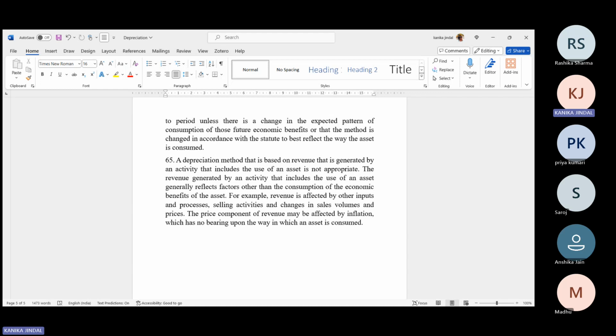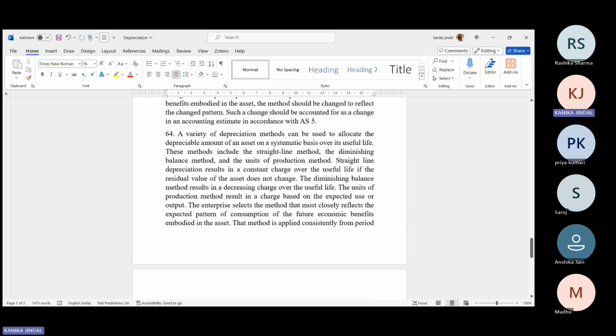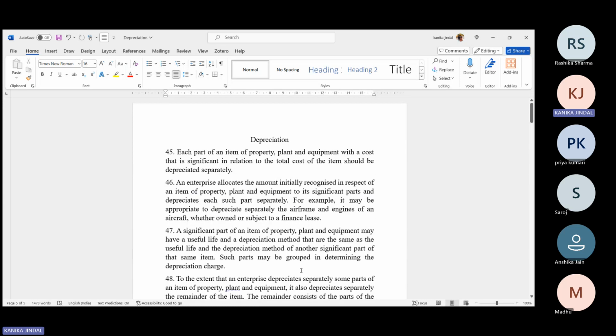For example, here, revenue is affected by other inputs and processes, selling activities, and changes in sales volumes and price. So the price component of revenue may be affected by inflation, which has no bearing upon the way in which an asset is consumed. So for inflation, there is no control on the asset. That is why there are some factors which have no bearing on the way in which an asset is consumed. So this is all about depreciation as per Accounting Standard 10, Property, Plant and Equipment. These are the basic guidelines regarding depreciation.